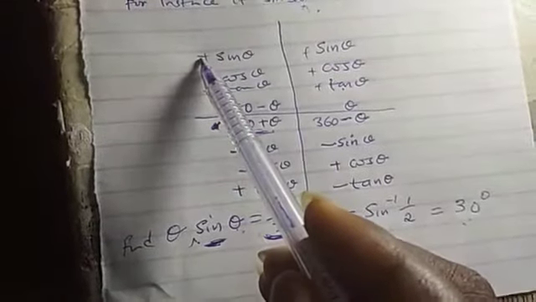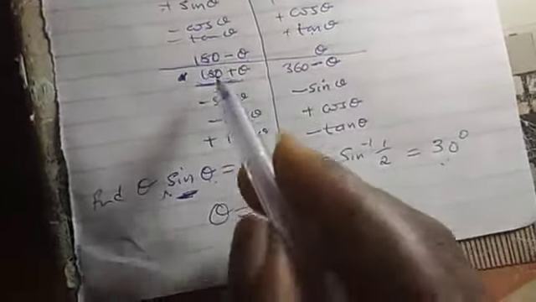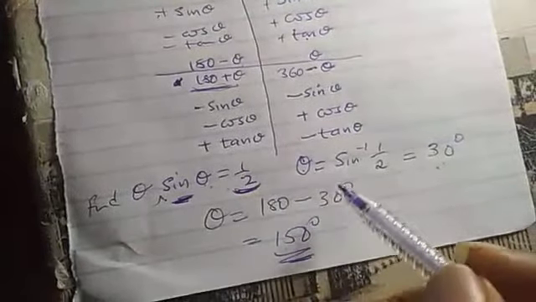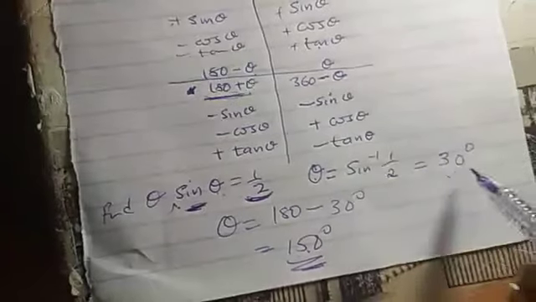So this is where sine is positive. From what we have there, we have 180 minus theta. So you can now say that your answer is equal to 180 minus the theta you got, which is 30. Our answer is 150. So that means theta is 150. This simply means that sine 150 is the same thing as 1 over 2. Sine 30 is 1 over 2, and sine 150 is 1 over 2.